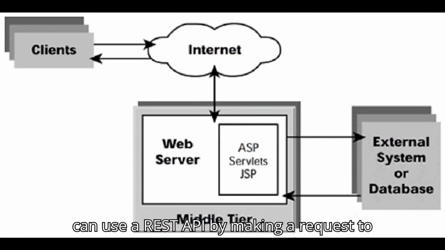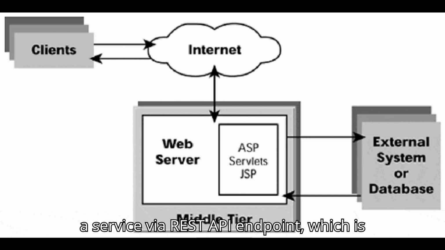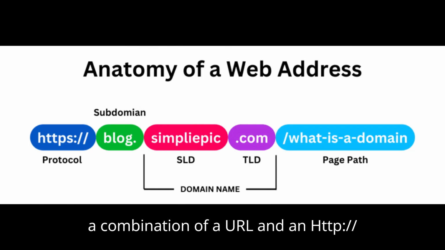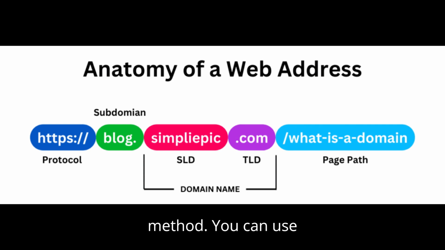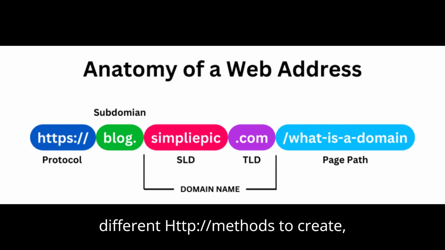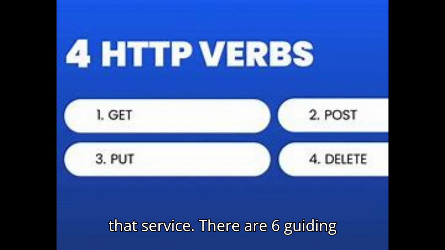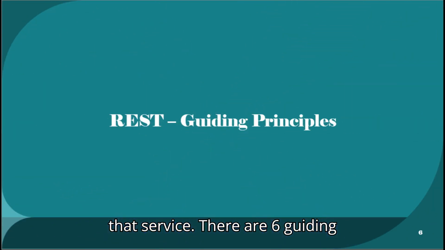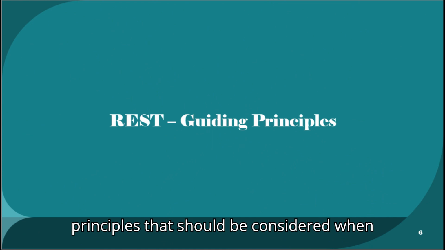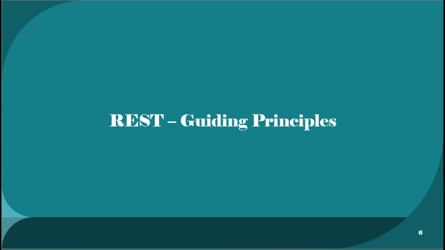You can use a REST API by making a request to a service via a REST API endpoint, which is a combination of a URL and an HTTP method. You can use different HTTP methods to create, retrieve, update, or delete some data from that service. There are 6 guiding principles that should be considered when writing RESTful APIs.